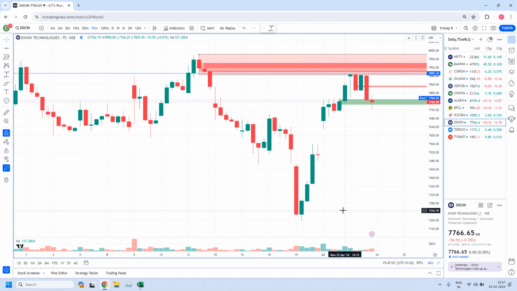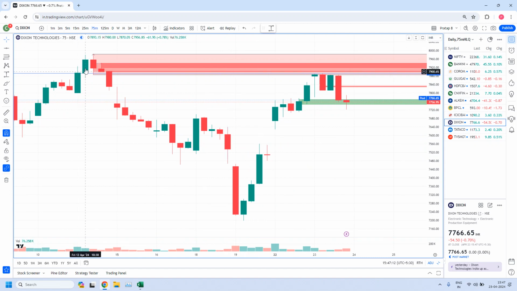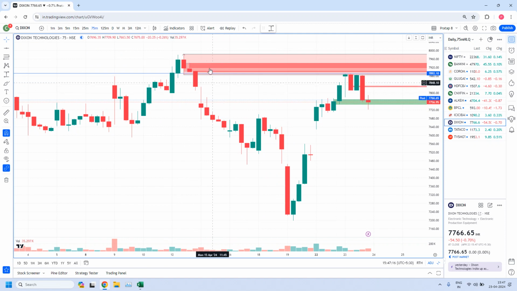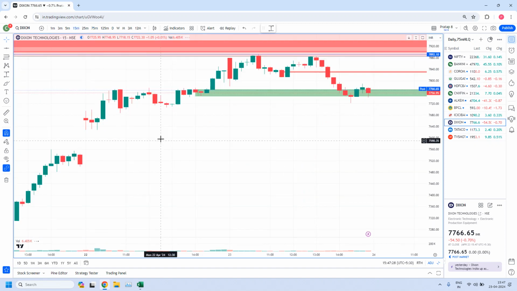Okay, now let's continue with our analysis, starting with Dixon. So Dixon is a 75 minutes high liquidity zone. We have a rally, 2 base candles and a drop candle. And this 75 minutes zone should be fine-tuned with 15 minutes and then again with 5 minutes. So let me show you how I fine-tuned with the 15 minutes time frame.